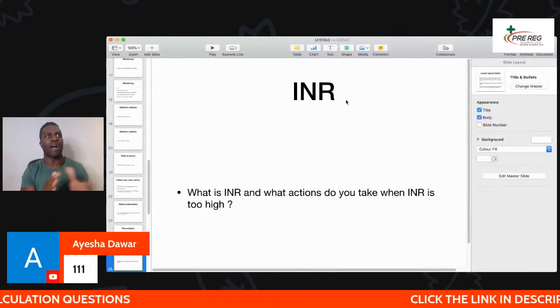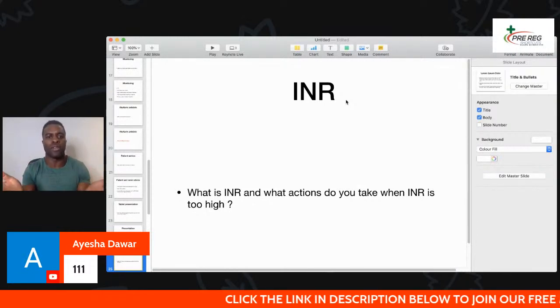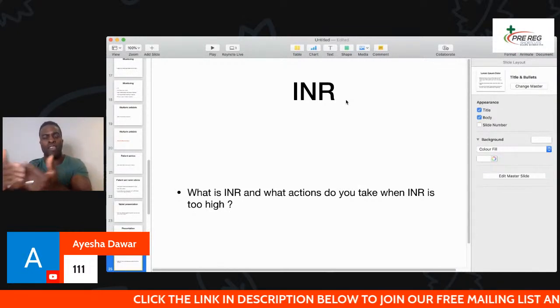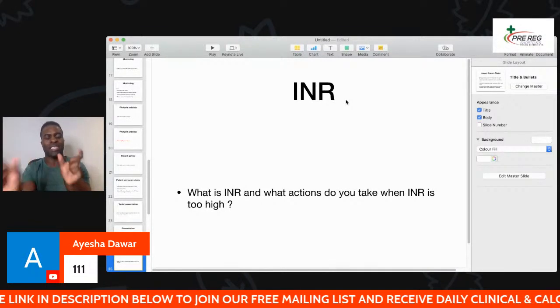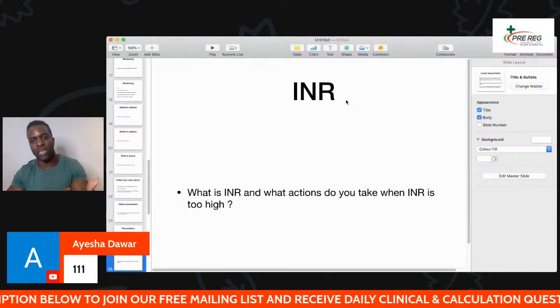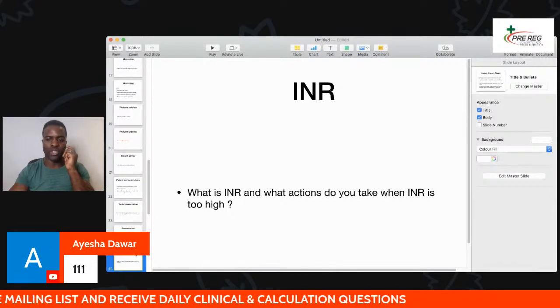They don't just need you to know that a high INR and too much warfarin can cause bleeding. Good. But the next thing they're going to ask is, if the patient starts bleeding, what do you do to sort it out? So that's the second part of this. You have to know it causes bleeding, then you need to know what to do to sort it out. And so the next part is so important.